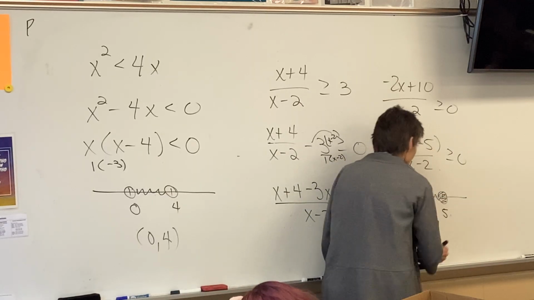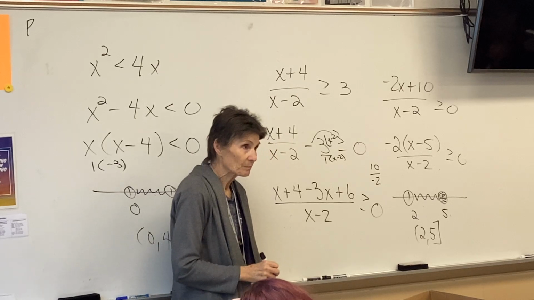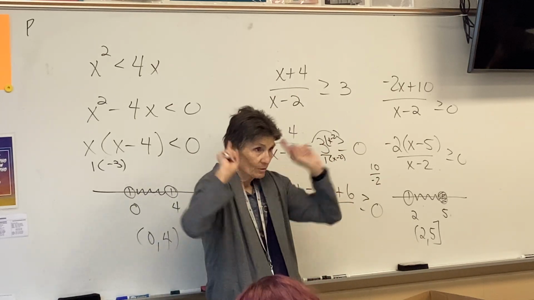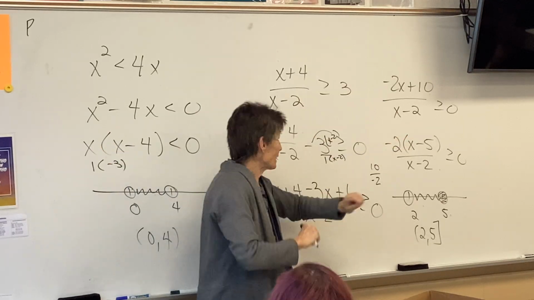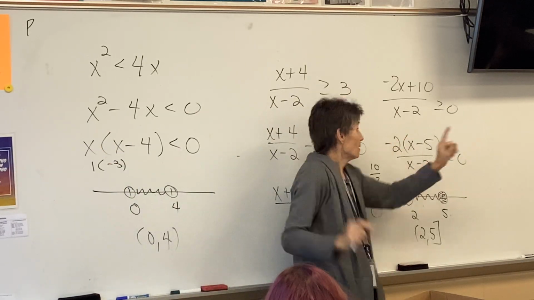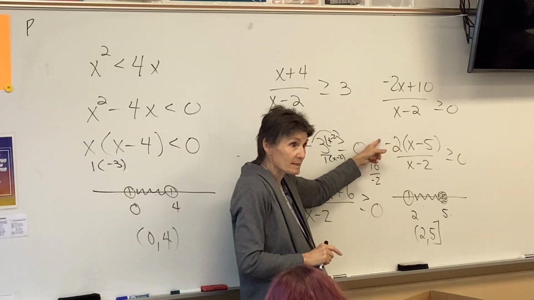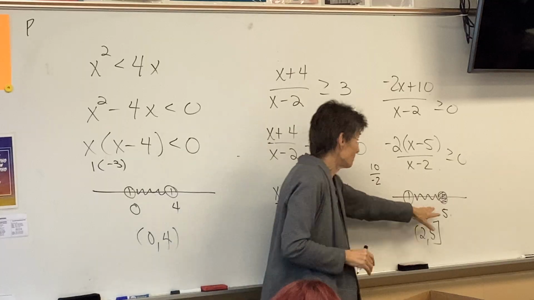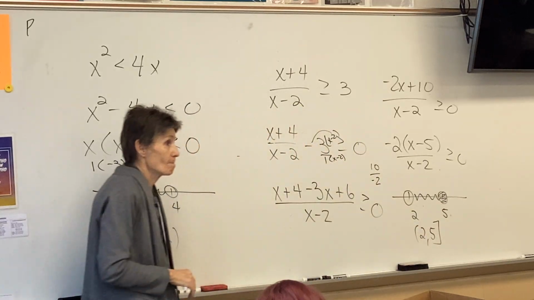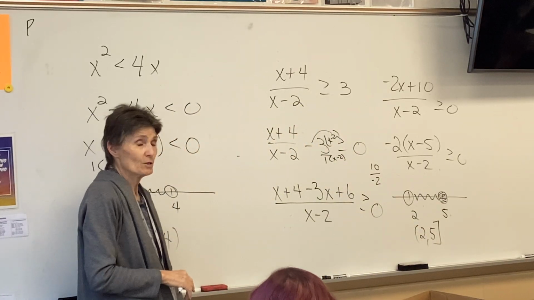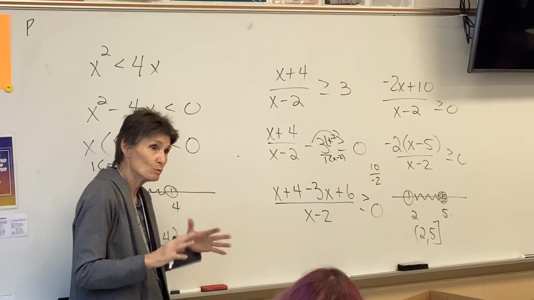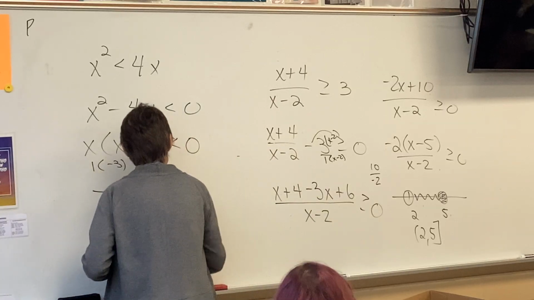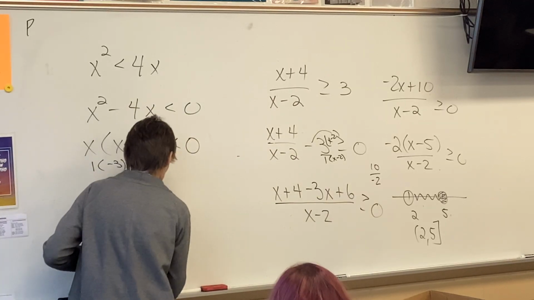Notice, if I do my backward shortcut, 2 dots, less than, greater than. So this should be a greater than. But when I put a negative in front, it flips everything. You do not have to use shortcuts if they confuse you. Always just pick a point, if you need to.